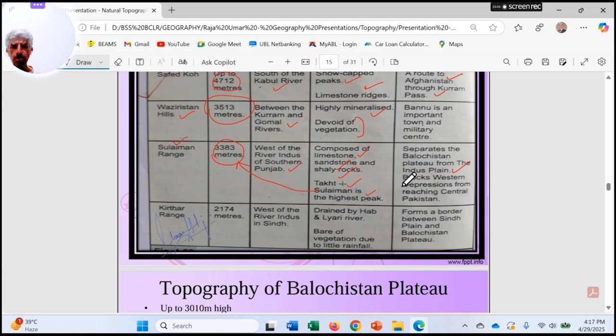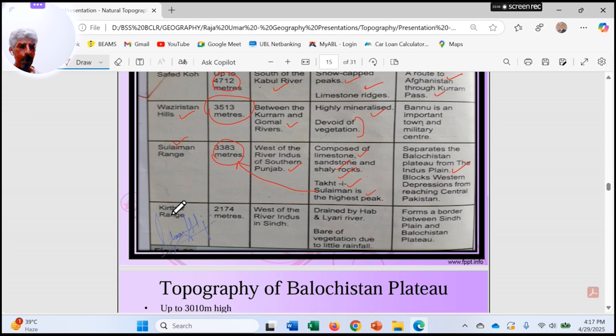Blocks western depressions from reaching central Pakistan. That is the reason that central Pakistan does not get rainfall through western depressions, because the mountains in this area, the Suleiman Range, block those winds coming from the western side, from the Mediterranean Sea across Afghanistan and Iran.